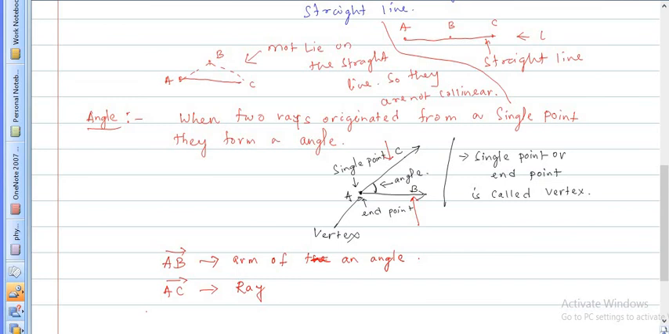Understood my point? So when an angle is formed, two rays originate from a single point, and that single point is called the vertex. One of the rays is known as the arm of an angle and the other ray is known as the simple ray. So in the diagram, AB is called the arm of an angle and AC is the simple ray. And when they originate from a single point or from a vertex, an angle is formed. Very simple. You understood this.